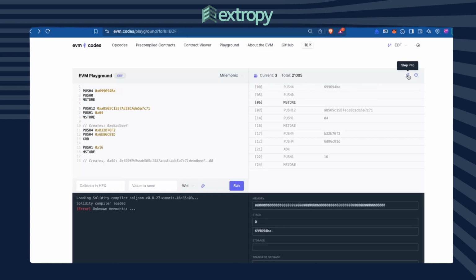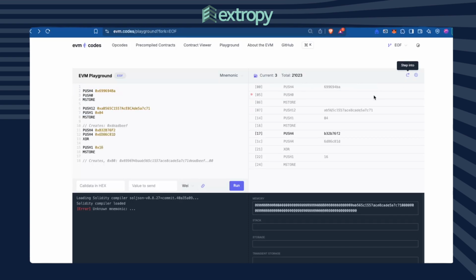So yeah, that was the bit we had before. This bit here is where we had the dead beef, and we recreate that there with the XOR, and then we can store that like that. Okay.